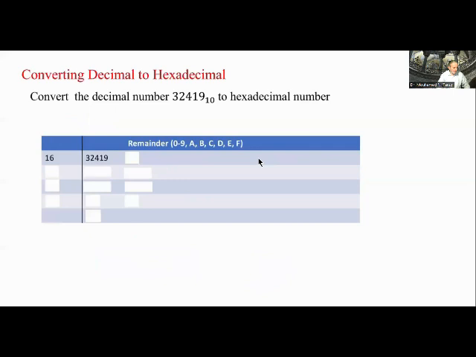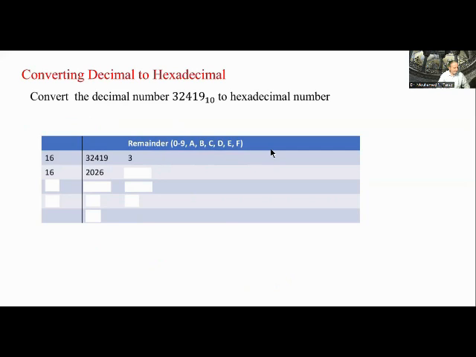Now we are going to do converting decimal to hexadecimal, base 16. This is a decimal number here. I want to convert it to a hexadecimal. Remember, we start dividing by 16, and the remainder will be any number between 0 to 9, or A, B, C, D, E, and F. So when you divide this by this, you get 26, and the remainder is 3.